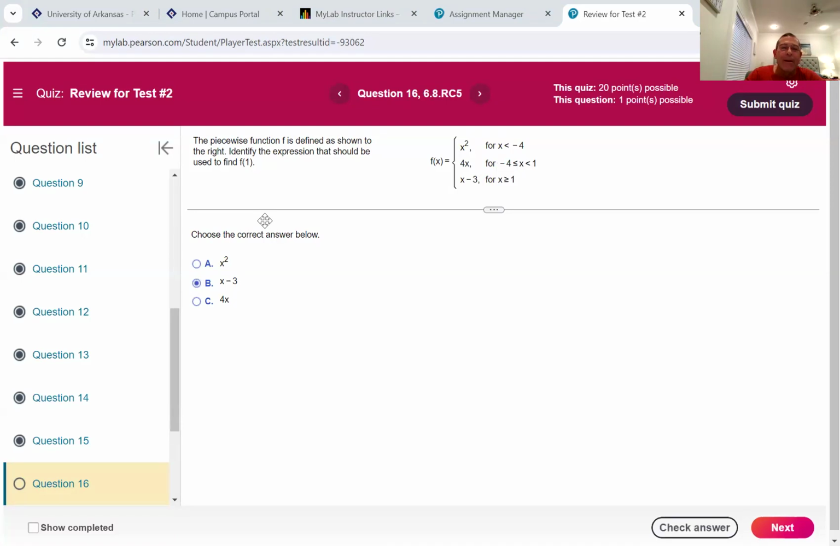Good job, y'all. Now, remember, they're being tricky here because they could have done A, B, C in order. Notice how they put the B and C out of order for the 4x and the x minus 3. So, although it was the third one, don't come down here and pick C because the third one wasn't listed for C, okay? MyMathLab's a little tricky like that. They try to mess y'all up. So definitely the x minus 3.